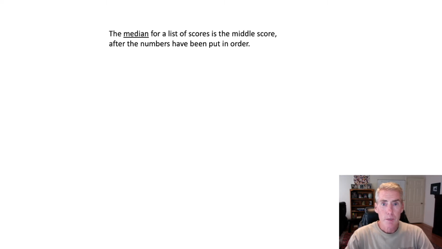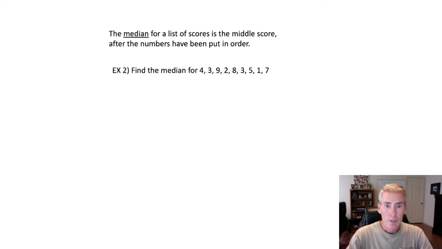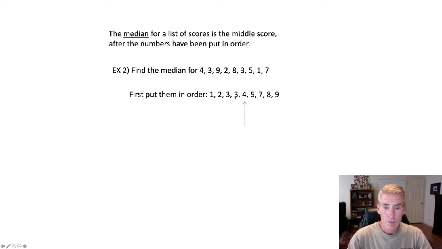Next up, the median. The median just means the middle score. Now you have to make sure that you put them in order first. So here I randomly made up some numbers. To find the median, I need to put them in order. So 1, 2, there happen to be repeats, 3 and 3, 4, 5, etc. So put them in order first. And then what's in the middle? Right here there are 4 numbers on this side, and 4 numbers on this side. So what's in the middle? 4. So the median is 4.